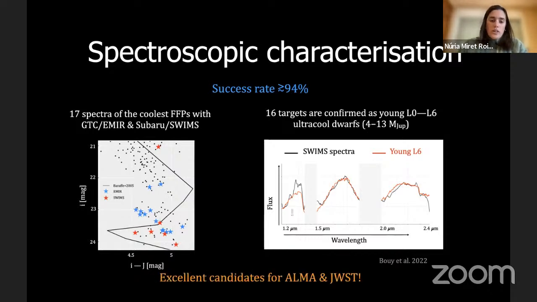And then also it's important to say that all these objects are interesting targets to be followed up in other facilities like ALMA or the recent JWST. And these other facilities will allow us to learn more about their disk fractions, about their atmospheres and what their composition is. And all these tests will also help us to characterize better this type of objects and learn also about their origin.